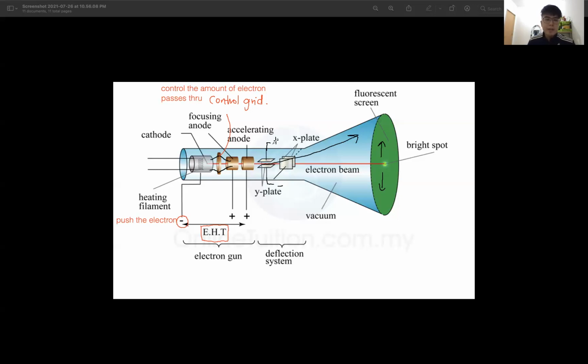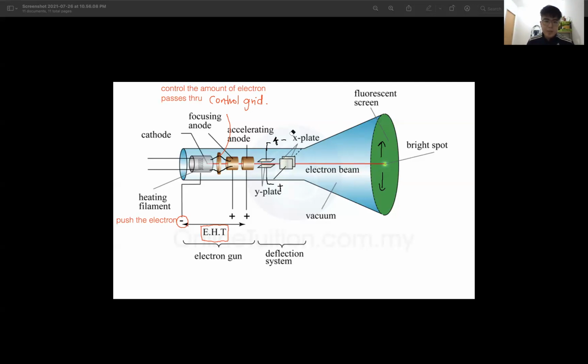Okay, if I invert the charge, I connect here is negative, I connect down here is positive. What happened? The plate at the bottom will attract the electron, and the electron will curve downward like this. If no potential is applied to the plate, then the electron will travel straight.